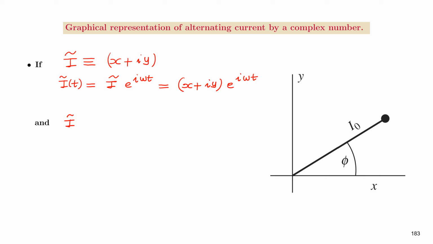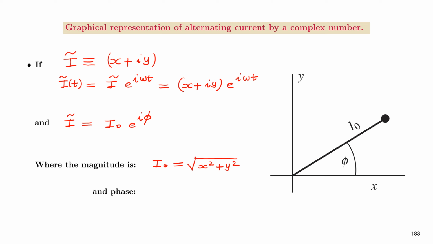And in polar form, I complex is equal to I0 e raised to i phi, where I0 is the magnitude given by square root of x square plus y square, and the phase is given by phi equal to tan inverse y by x. And this is drawn graphically in this figure, where the real part is drawn across the x axis and the imaginary part is drawn along the y direction. So that the magnitude I0 would be square root of x square plus y square, and this will align at an angle phi equal to tan inverse y by x.